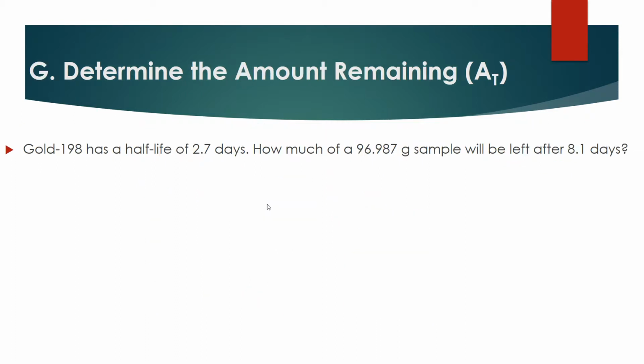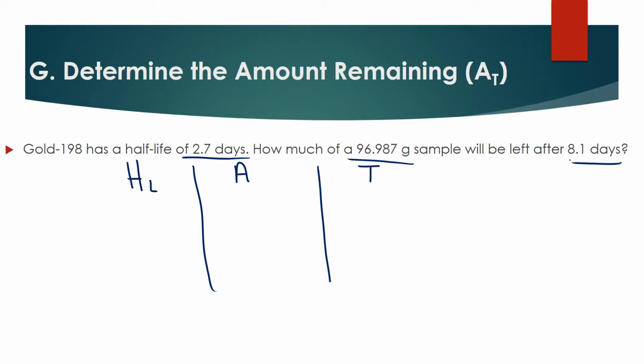We're going to now work backwards and figure out how much is left. So in this previous problem, we found how much we started with. In this problem, we're going to figure out how much we end with. So we're going to set up our hat table. It says gold 198 has a half-life of 2.7 days. How much of this original sample will be left after 8.1 days?